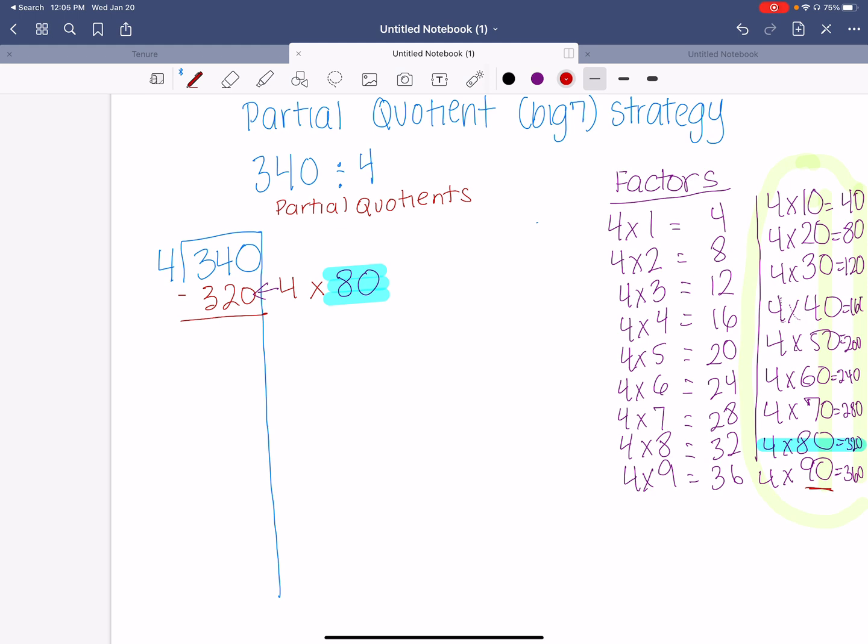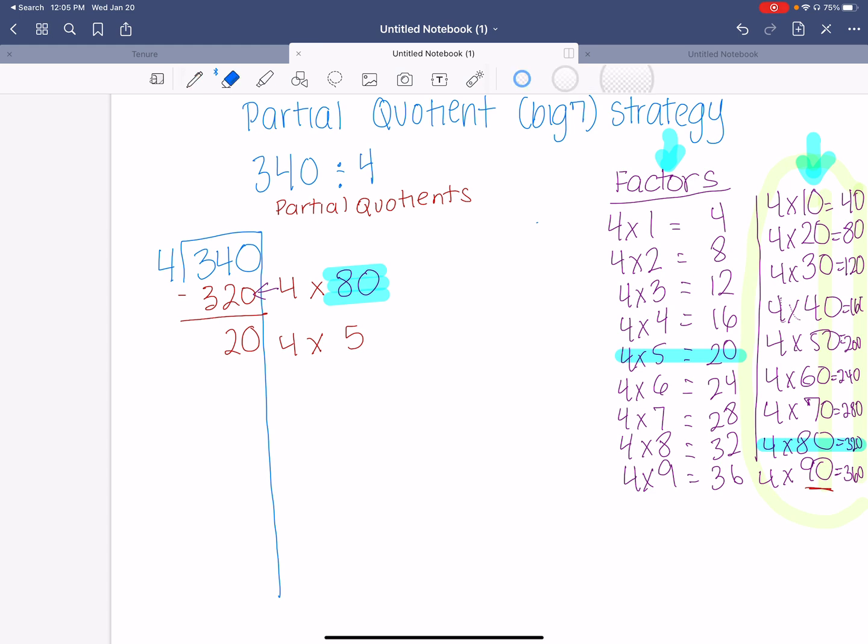So now we just subtract. So we're going to do 340 minus 320, which is going to give me 20, right? And now I go look at my lists over here at my factors. And well, this side is actually, all of my answers are too big. So I'm going to go on over here and I can see that 4 times 5 is 20. So that's what I'm going to use. I'm going to use 4 times 5.